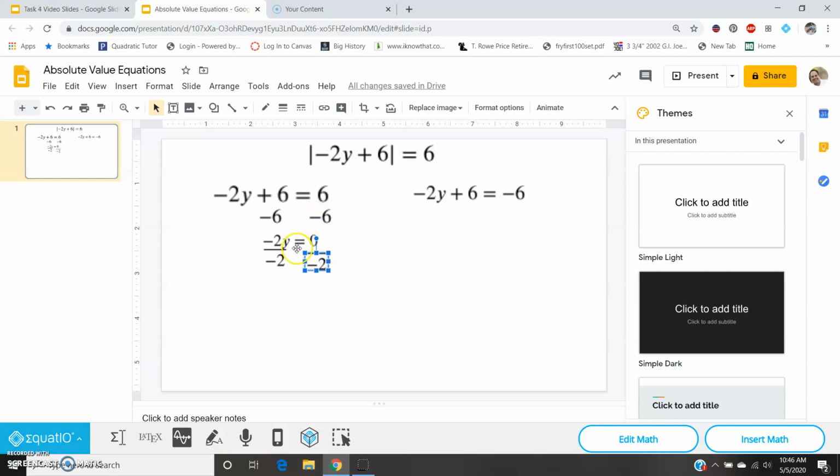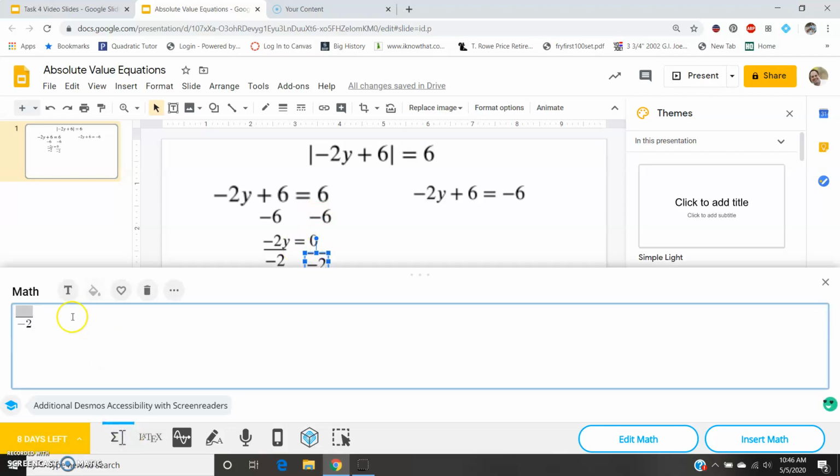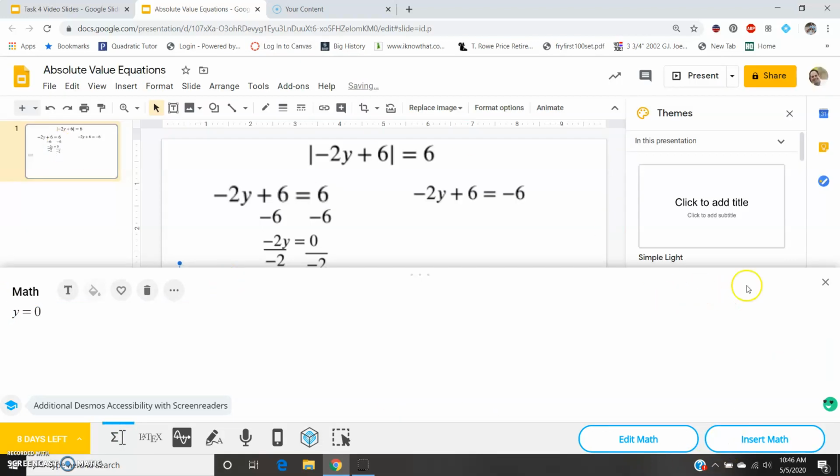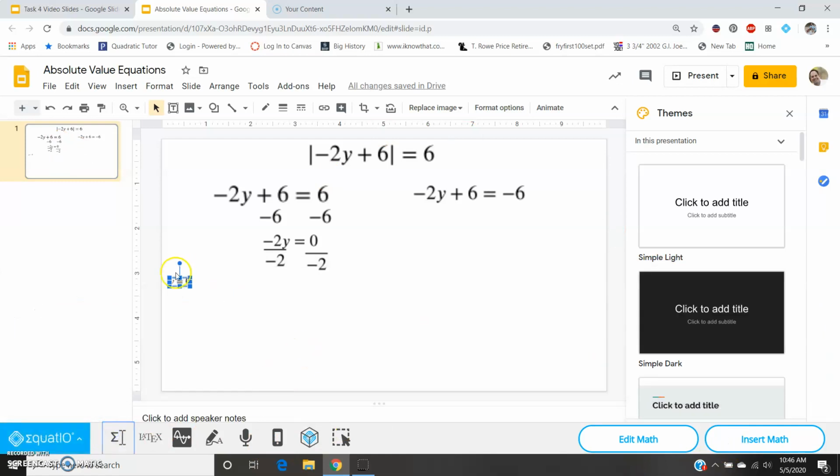All right, so now bring him back up, and I actually have the solution. y equals 0. Insert, drop him down, make it a little bigger so we can see it, and bam, there's our solution. All right, now on this side, same thing. I'm going to grab this guy, Control C, Control V, slide him over. Same thing.